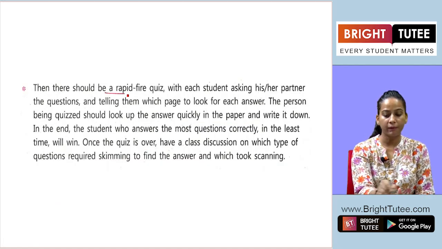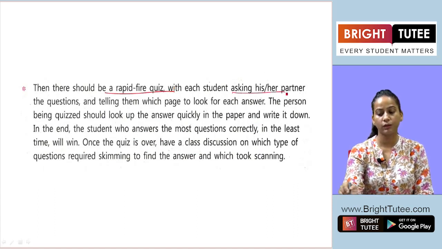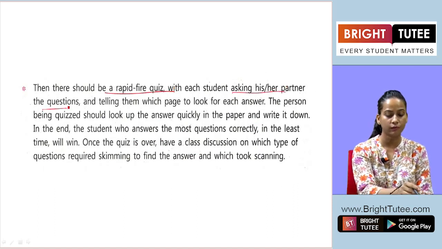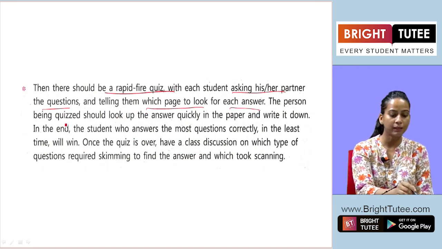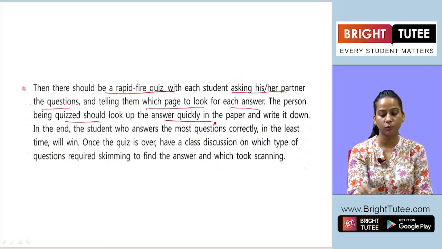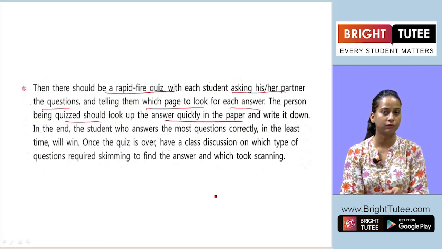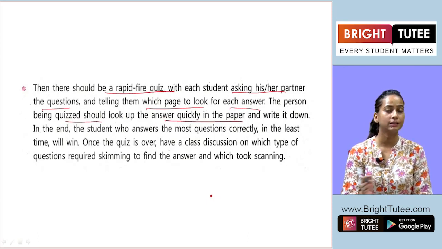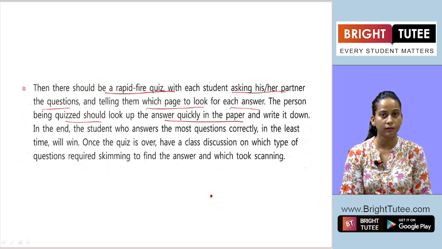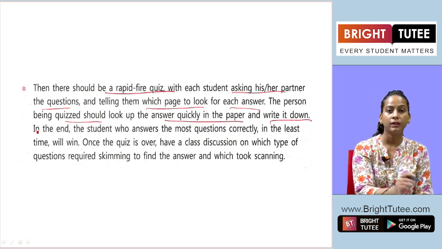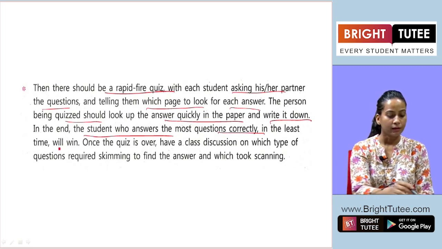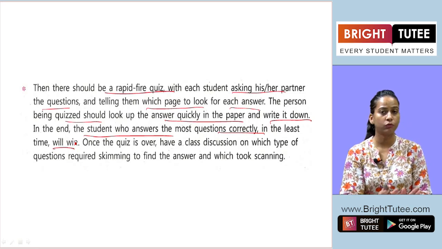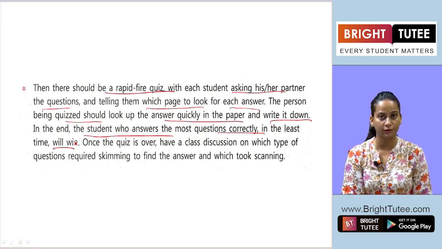Then there should be a rapid fire quiz, with each student asking his or her partner the questions and telling them which page to look for each answer. The person being quizzed should look up the answer quickly in the newspaper. One is going to ask where this particular information is given, and the other is required to find it in the given newspaper and write it down. In the end, the student who answered the most questions correctly will be the winner of the game.